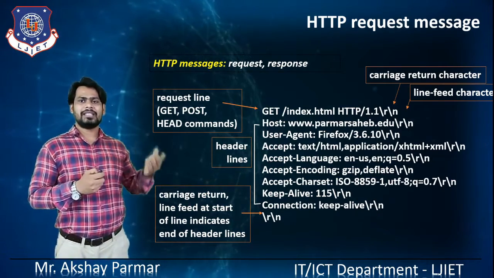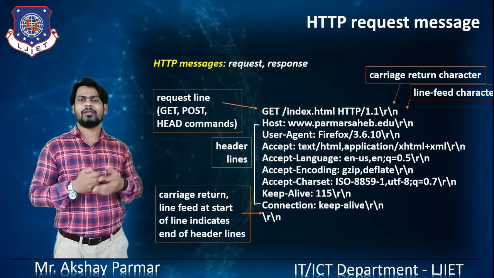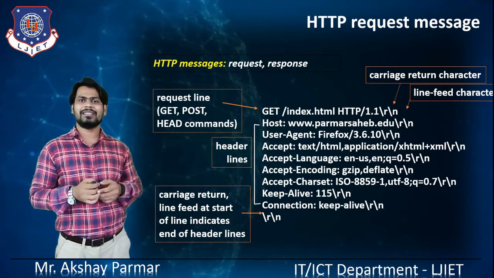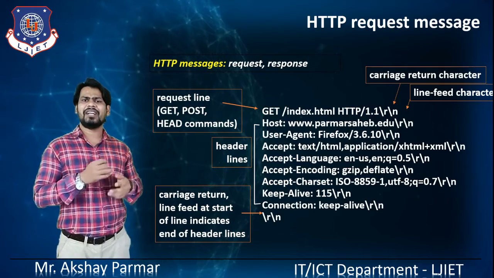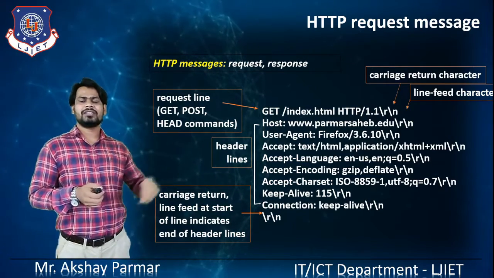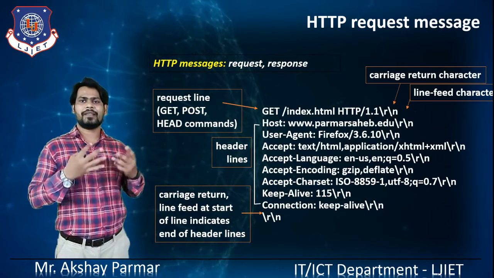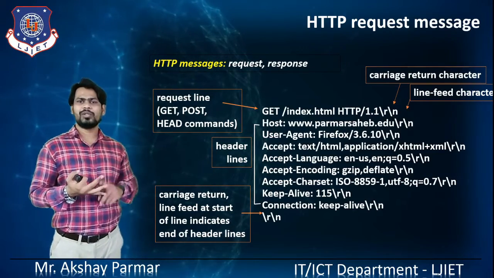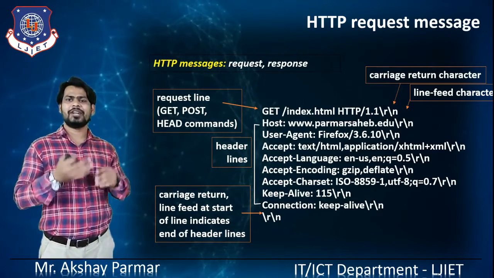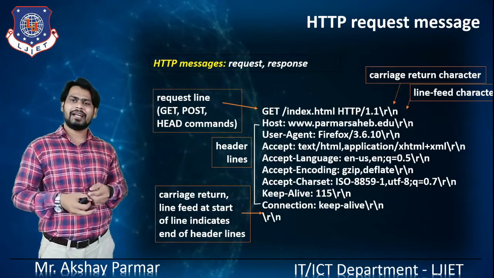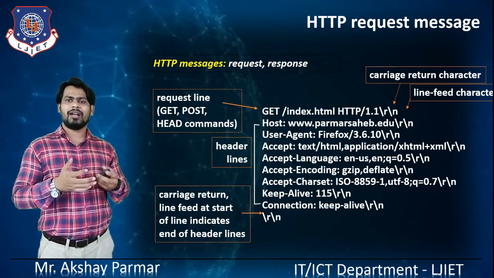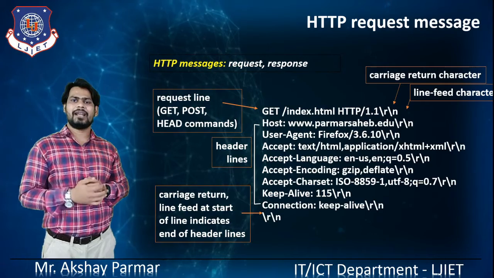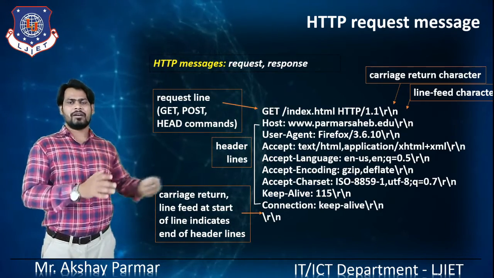After that, the index.html file is there, right? The object name is there, right? After that, HTTP/1.1 is there, followed by the carriage return character and the line feed character at the end. After that, some header lines are connected with that. In the header lines, you have information about who the host is, who the user is, and after that which kind of basics they need to follow, right? And at the end, whether the connection is alive or not. All of that is information under the header lines, right?